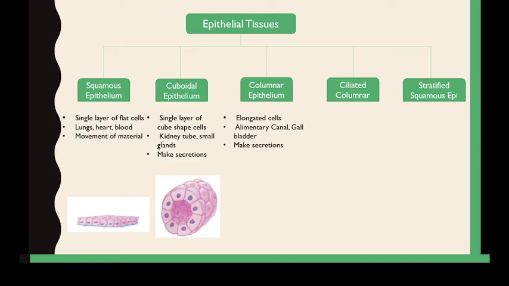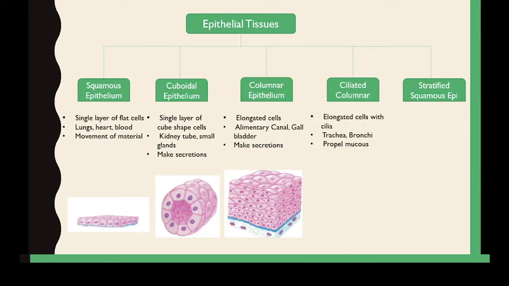Columnar epithelium includes elongated cells which are present in alimentary canal, gallbladder, where they are responsible for making secretions again. You can see in the diagram that these are elongated cells. And ciliated columnar cells are again elongated cells, but they have cilia, and they are present in trachea and bronchi, where they are supposed to propel the mucus which is present in trachea and bronchi. You can see the elongated cells with cilia in the diagram.